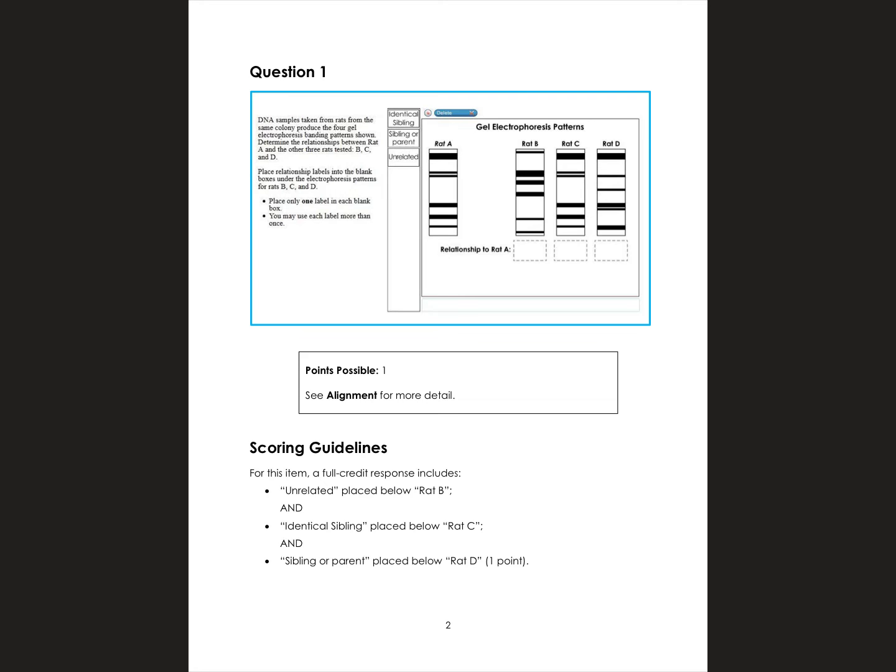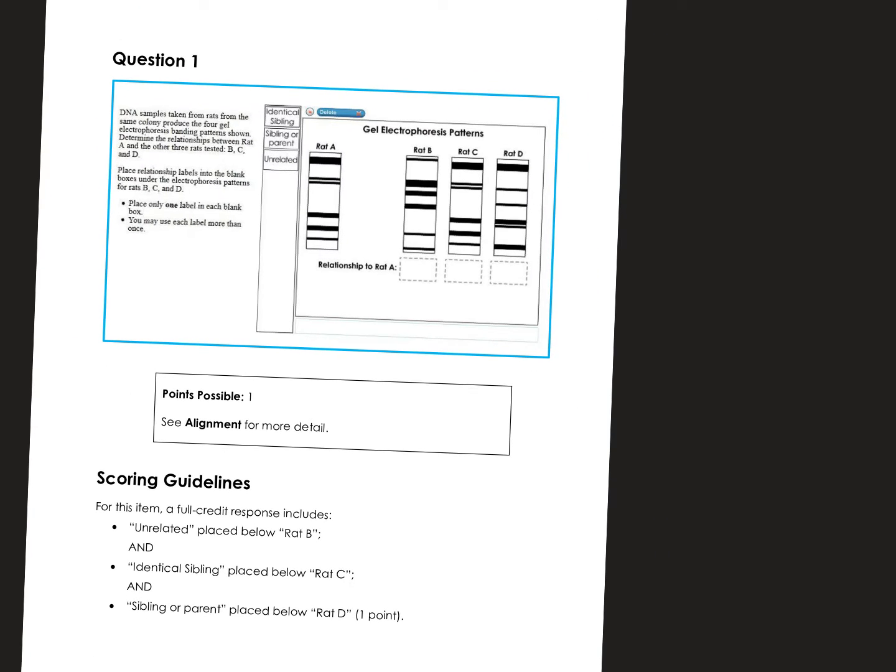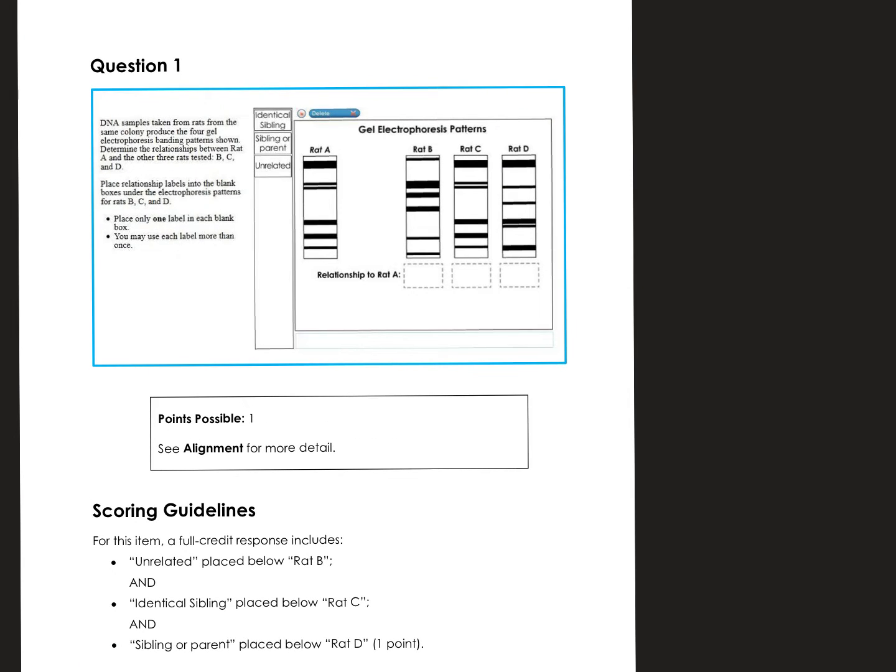Look at problem number 1 here. It says DNA samples taken from rats. This is a released question, by the way. This would be a computer question, so you've got to expect that. You can go online at the OST, and I'll put the link in this review when I post it on Schoology. You can go online and actually do this, like choose which one goes with which one. They'll literally ask you to pick it up and put it in the appropriate space.